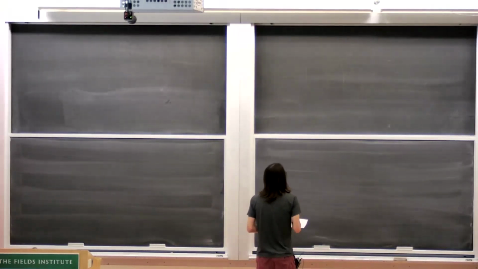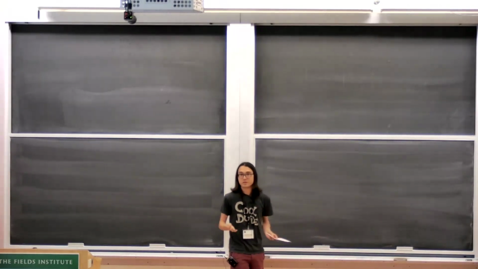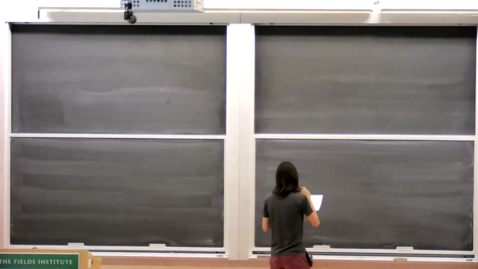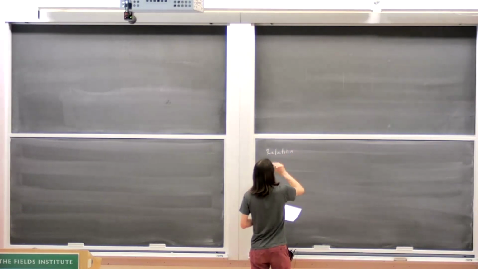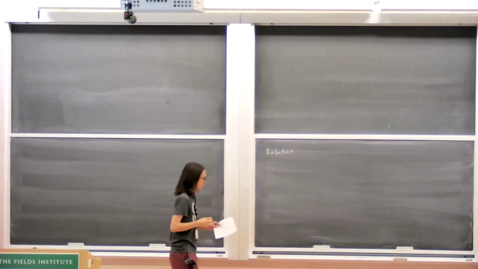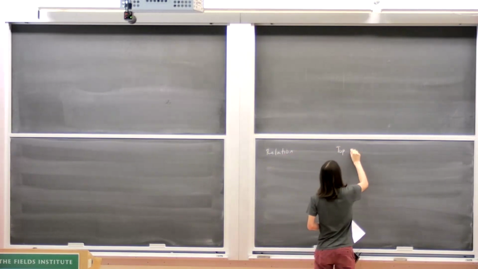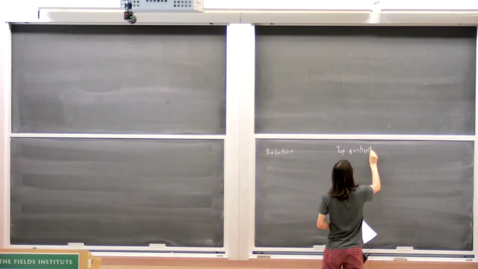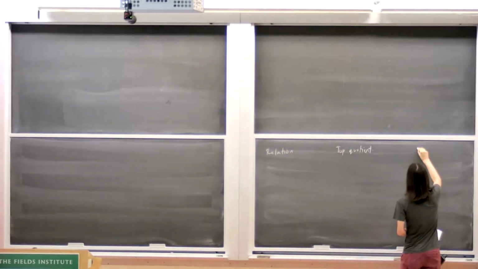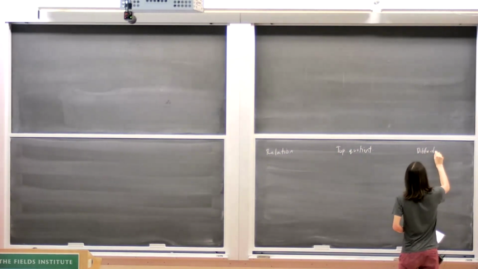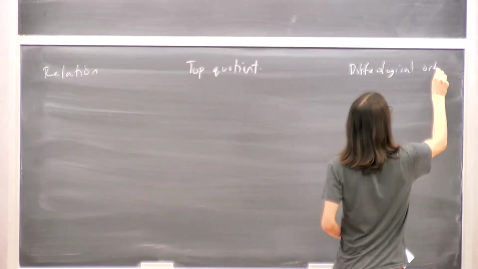I'll get into it. We're going to start with a chart, and hopefully everything in this chart is understandable to everyone. So we will have some relation that we'll consider on a manifold. We'll look at its topological quotient space, and then we'll look at its so-called diffeological orbit space.